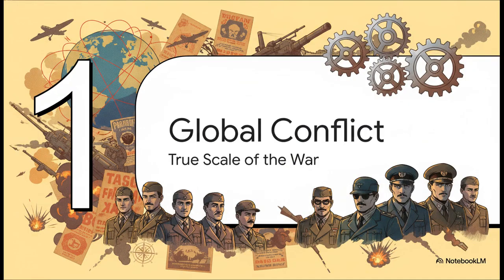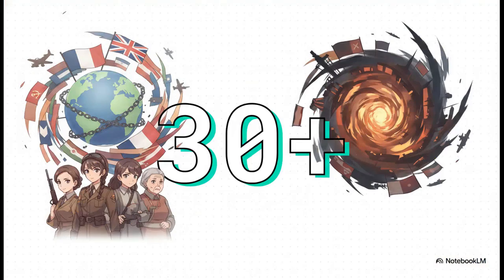Starting off with Section 1, a massive global conflict and the true scale of the war. 30. Just pause and really think about that number for a second. That is the staggering number of countries that were ultimately pulled into this conflict. We're not talking about some localized border dispute here. This was a total planetary entanglement. More than 30 distinct nations, with all their own governments, economies, and everyday people, were drawn into this singular massive vortex. Establishing this immediate scale is absolutely crucial, because when we look at exactly how the war started, we always have to keep in mind the monster it eventually became.